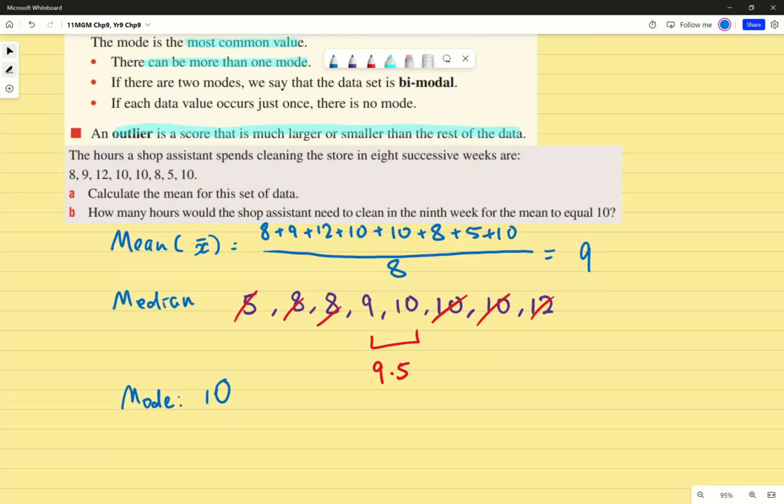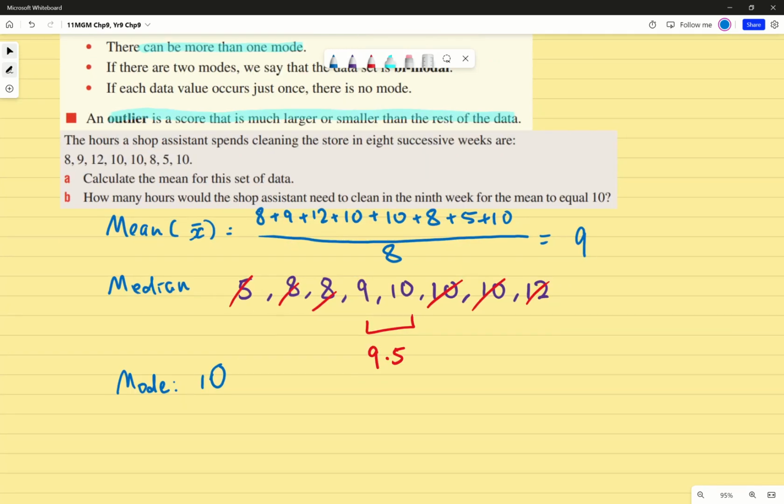Now the last question, I must admit, is a little bit more of an extension question, but I want to propose this to you anyway. It says, how many hours would the shop assistant need to clean in the 9th week for the mean to equal 10? So this is a bit of a more extension one. My recommendation here is to use algebra, because it's really complex to try and do this without algebra.